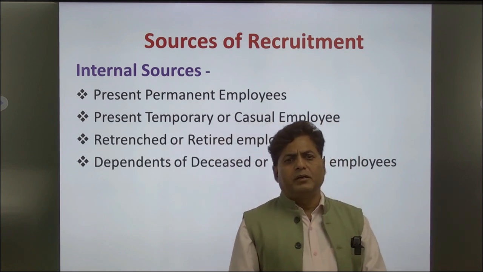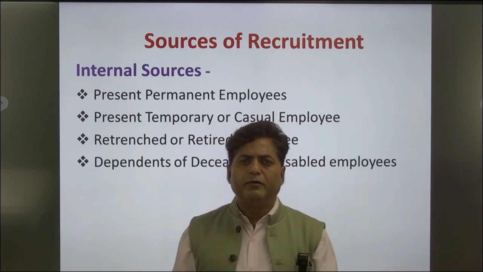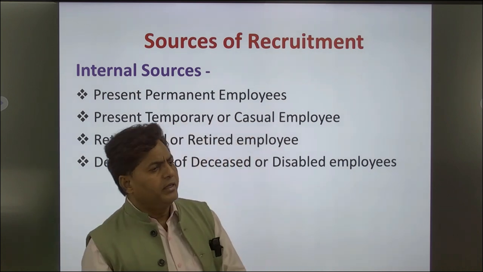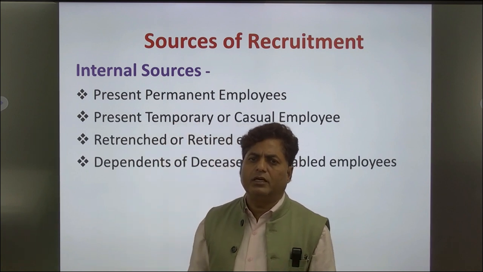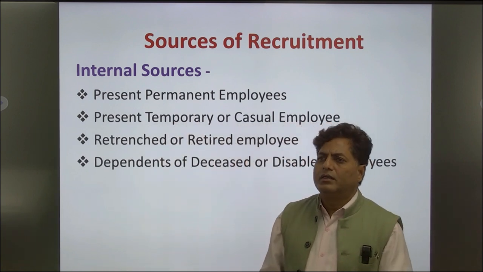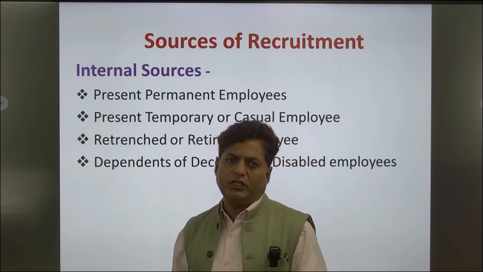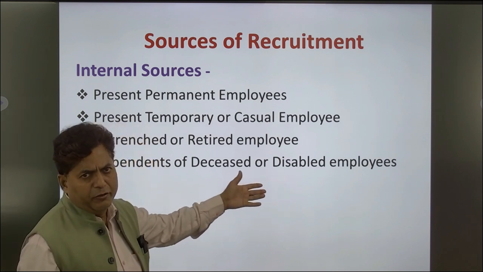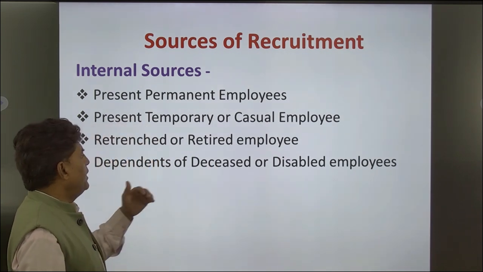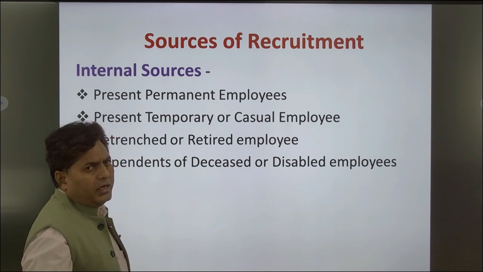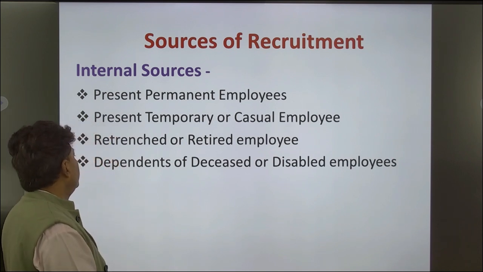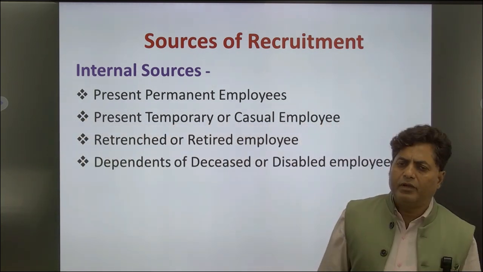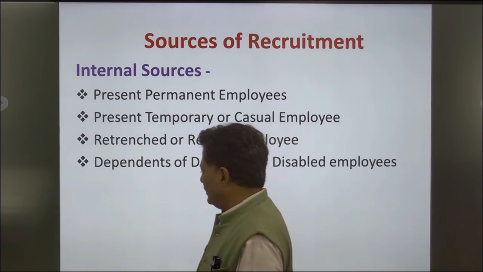The dependents of the employees are also a very important internal source, because in the family, if the employee is working, their family members are well aware of the environment and culture of the organization. So they are also known. They know the culture of the organization. They know the things about the organization. So they may also be used as a resource, as an internal source. The dependents of employees are also internal sources from where we can recruit people, from where we can choose the employees.